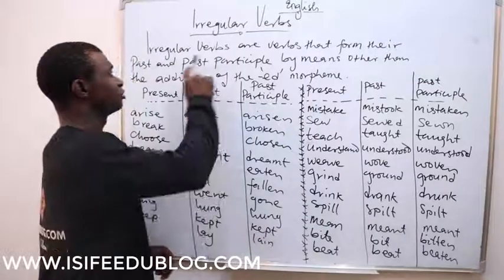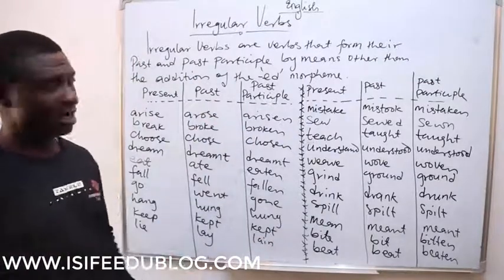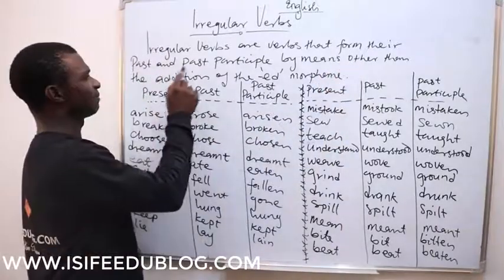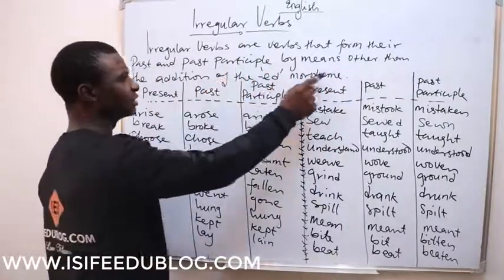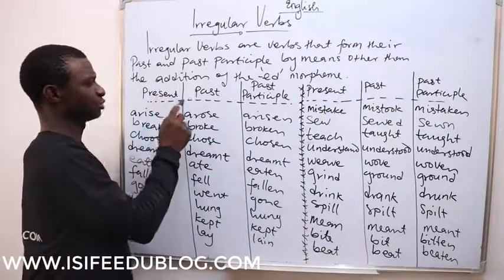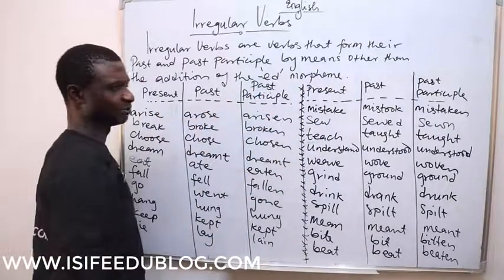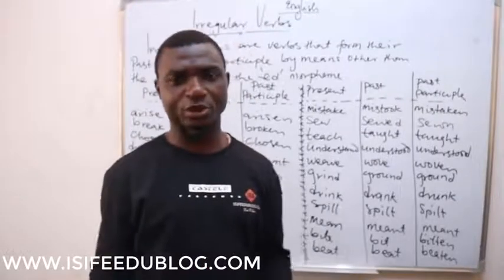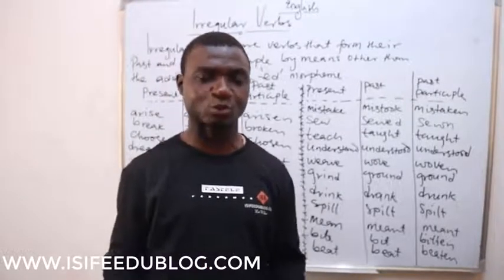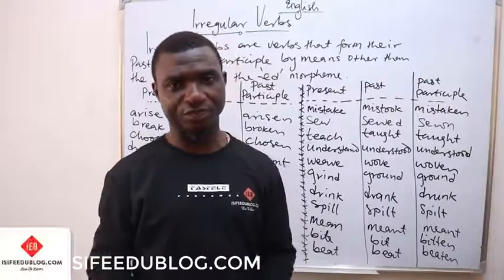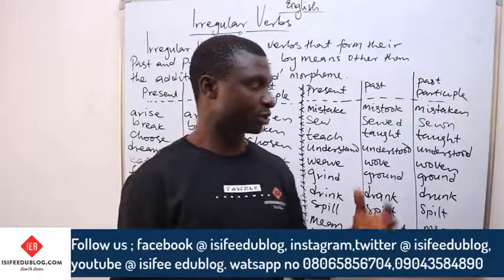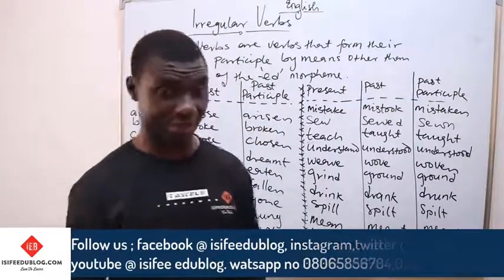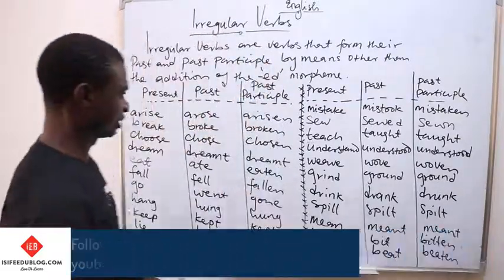The irregular verbs, however, are verbs that form the past and past participle by means other than the addition of the ed morpheme. So the irregular verbs have their own unique ways of forming the past and past participles without adding the ed morpheme. We have a good number of examples here, and we shall be looking at some of the errors that we commit with them.